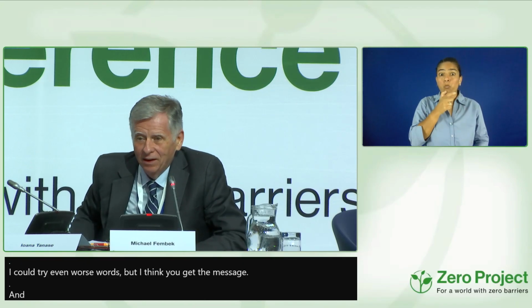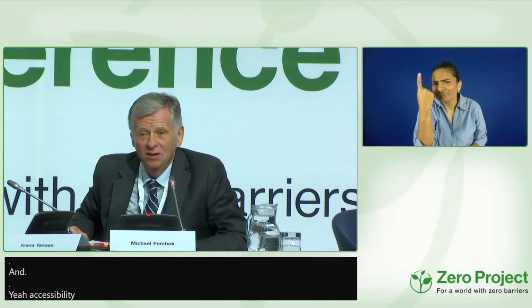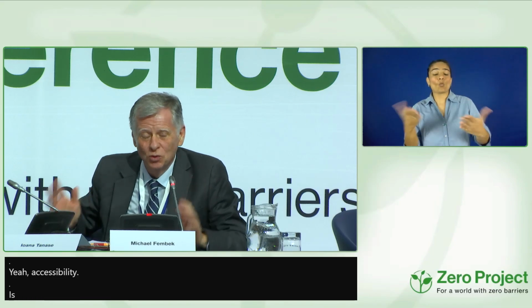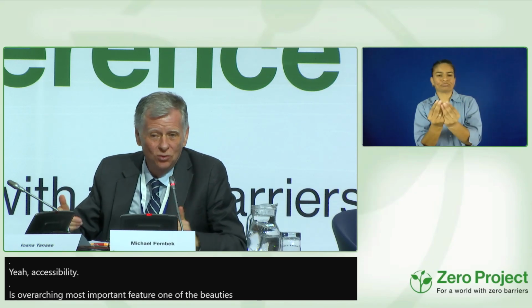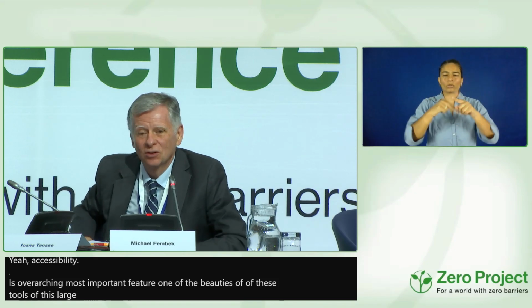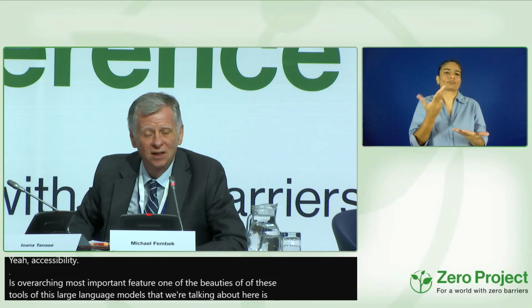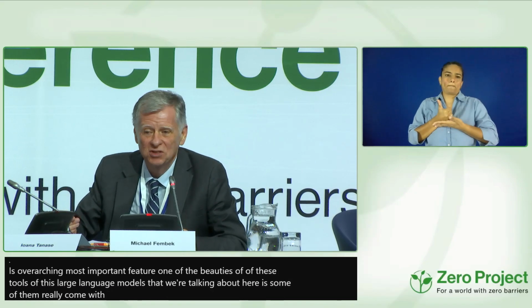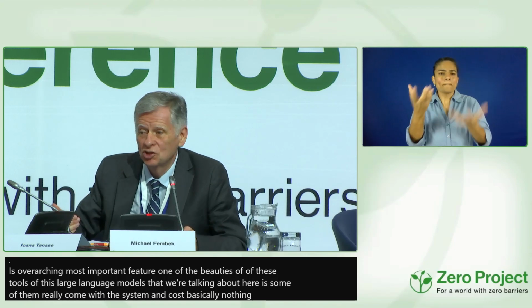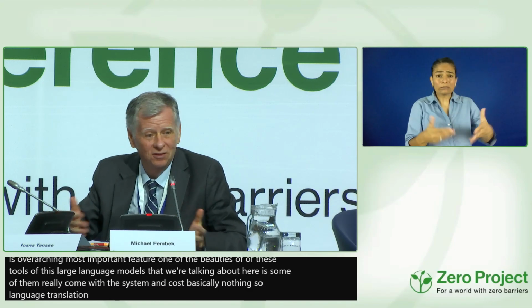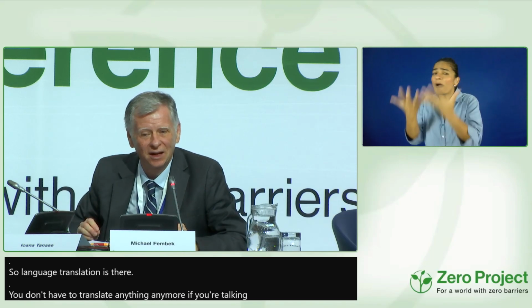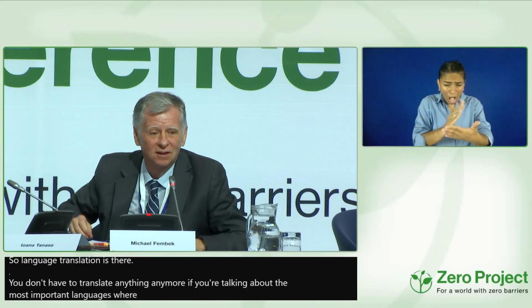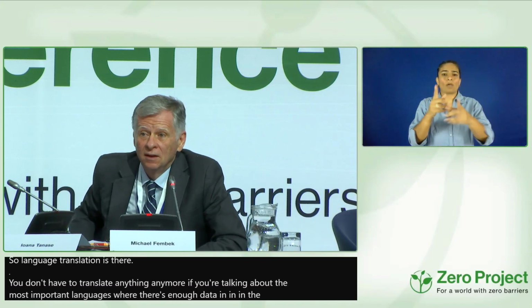Accessibility is an overarching, most important feature. One of the beauties of these tools, of these large language models that we're talking about here, is that some of them really come with the system and cost basically nothing. So language translation is there. You don't have to translate anything anymore if you're talking about the most important languages where there's enough data in the AI.